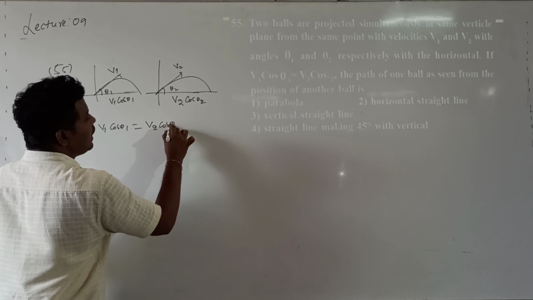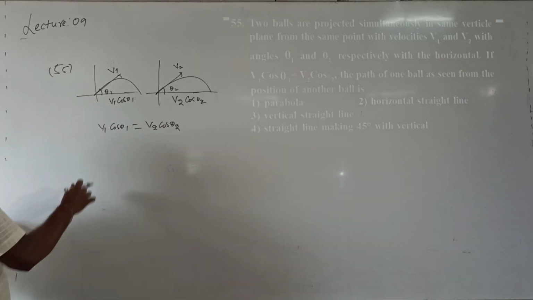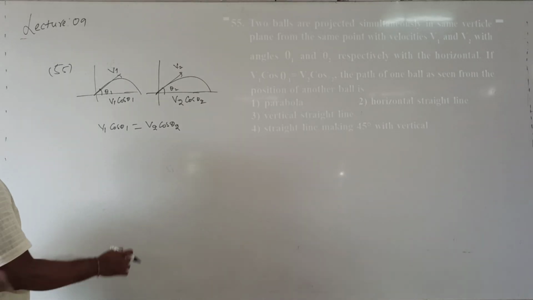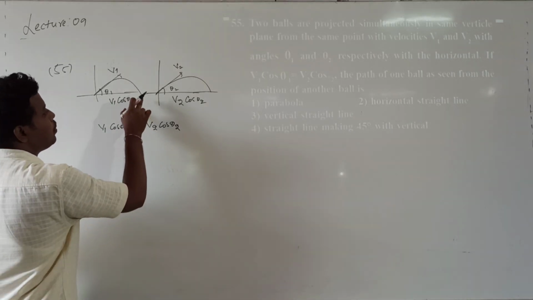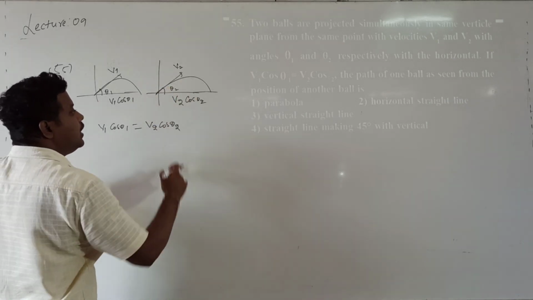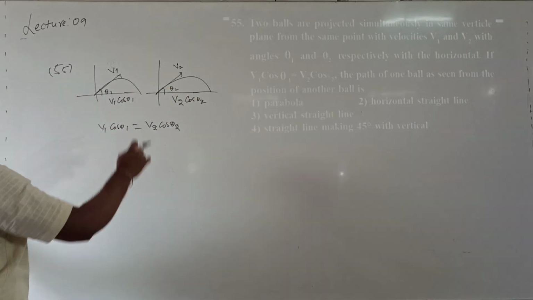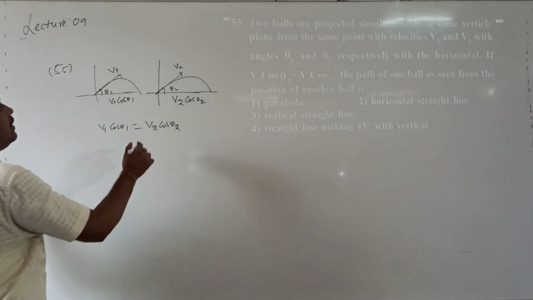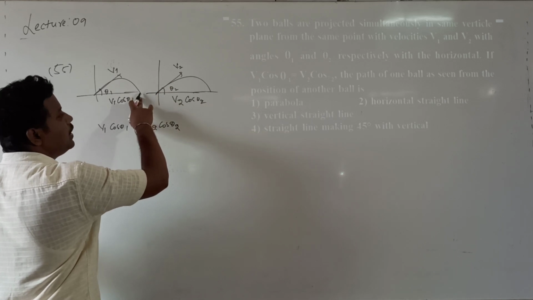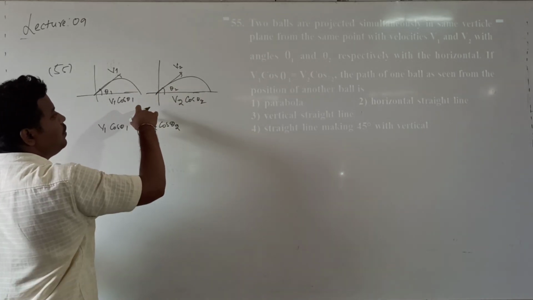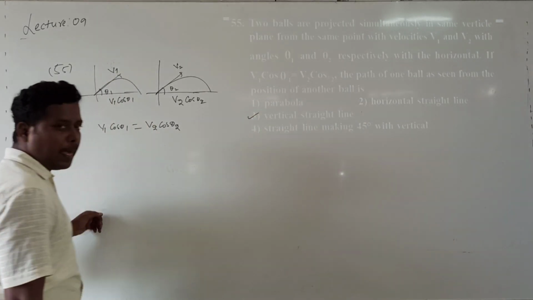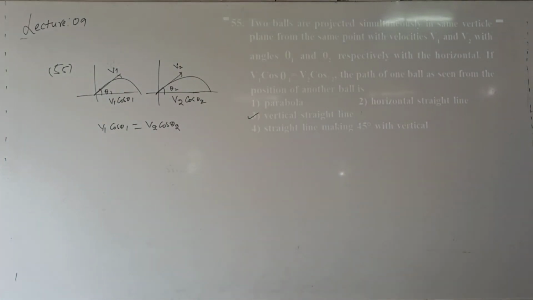That is their relative velocity. Both are going with the same horizontal velocity, so their relative velocity will become 0. So actually the motion of the projectile with respect to the ground is a parabola, but the motion of the projectile with respect to the other projectile is a straight line. When we see from one projectile, the path of the other projectile is vertically downward, that is a straight line path, which is vertically straight. Okay? So that is question number 55.